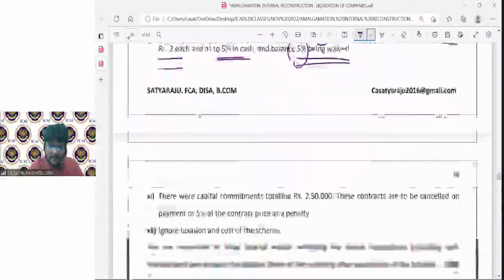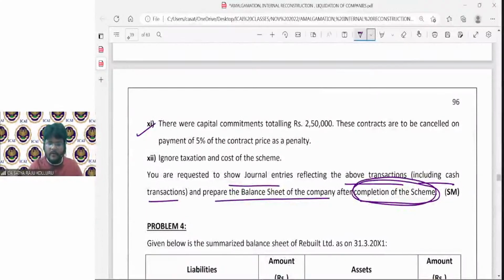Okay. Next, 10th over, come to 11. There were capital commitments totaling 2,50,000. What is the meaning of capital commitments? Capital commitments means maybe you are entering into certain projects, and you need to honor that project. These contracts are to be cancelled on payment of 5% of the contract price as a penalty. Maybe the company decides that it may not be worthwhile, because if you are honoring that contract, it may incur more than that as well. That's why, as per the penalty clause involved in that particular project, we come out of the project by paying the penalty.